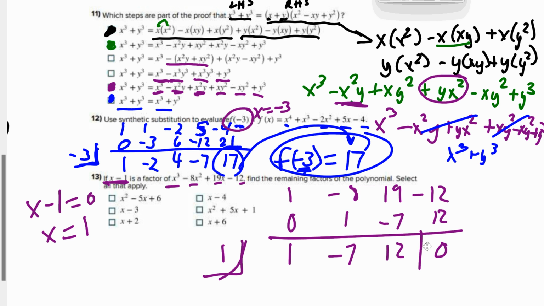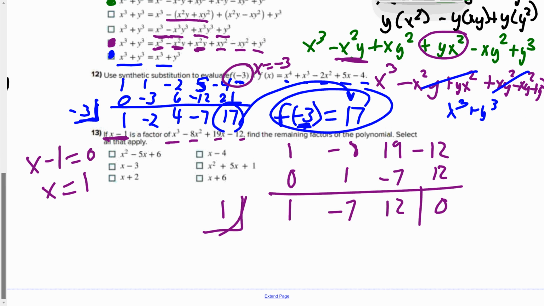I should get 0 as a remainder because it does say it's a factor. So that means I should get 0 at the end. If I didn't get 0, maybe I multiplied wrong or added wrong, or maybe I forgot to put the opposite in the box. So when they say a factor, I'm going to put the opposite in the box. Now what I can do to find the remaining factors is, I have a quadratic here because I have 3 remaining. So I can try to factor it, or I can continue on with synthetic division and try to guess and check what the other ones are.